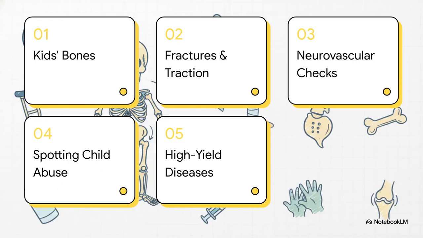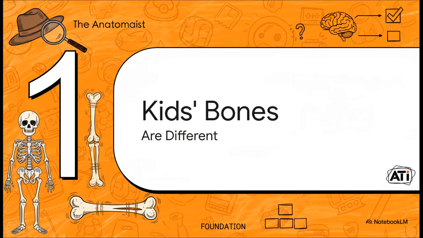All right, let's look at our agenda for today. We have 5 main areas to tackle. Kids' bones are different, fractures and traction rules, neurovascular checks and emergencies, spotting child abuse, and finally, high-yield pediatric diseases. Let's get to it. Section 1.